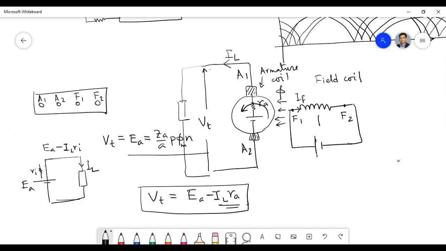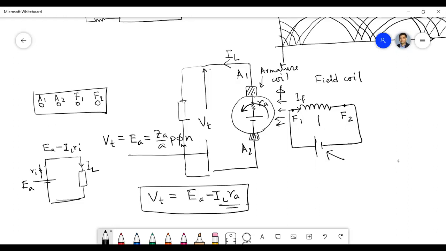Okay, and this process of sending the current through the field coil is called the field excitation. Now here you see you are generating some voltage source across the armature terminals. For that you are using another voltage source to excite the field coil. So this type of excitation process is called the separate excitation process. You are exciting separately.